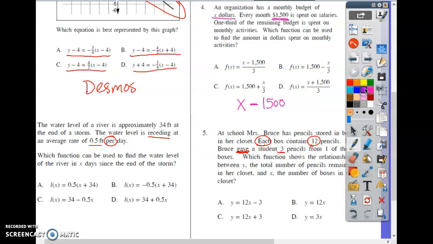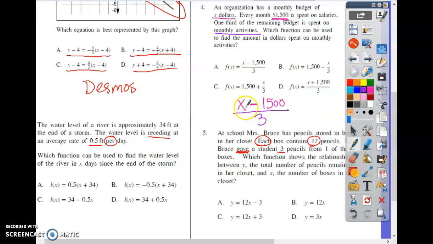Then if you continue reading, it says 1/3 of the remaining budget. So after you subtract this, 1/3. So if you divide by 3, that is spent on monthly activities. So that's why this one was a little bit hard, because it's like going forwards and backwards and thinking about what's going on.